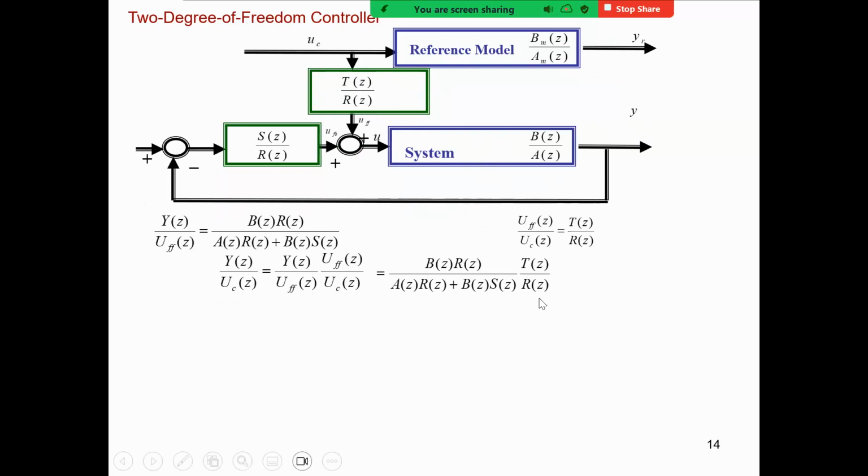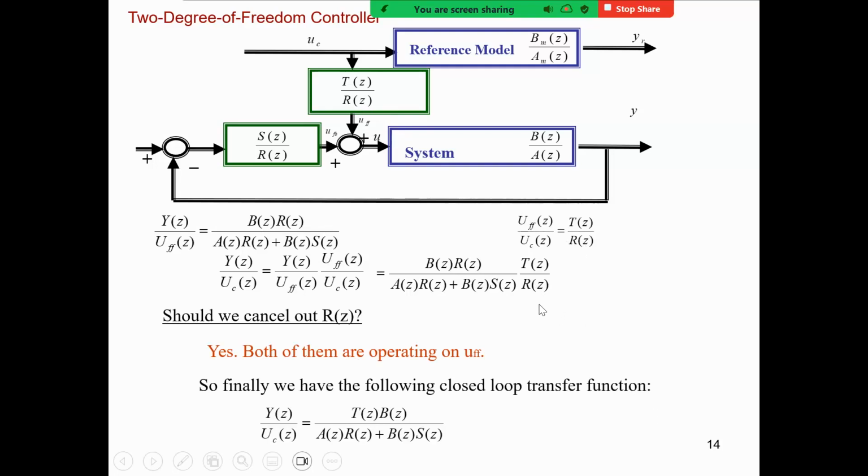But we notice there is a common factor R. Once again, let's look at this R. Should we cancel out R, or should we keep the R? If you look at this R, which signal is it related to? This R here, which signal? UFF. How about this R? So should we cancel out R? They operate on the same signal, right? Actually, yes. So finally, this will be the answer. R will be cancelled out. We have T times B over AR plus BS. And remember, A and B are given, cannot change. What you can design is R, S, and T. Any questions?